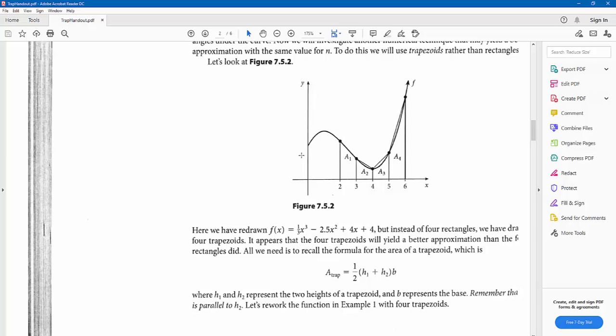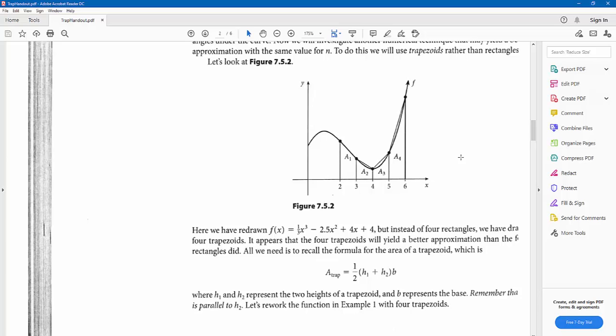So here's the function again, and now we're going to use trapezoids to approximate the area. So in here, I've sketched 4 trapezoids. Here's trapezoid 1, trapezoid 2, trapezoid 3, trapezoid 4. So there's only 4 trapezoids in there. And just by eyeballing it, it looks like 4 trapezoids will give a better approximation than what 4 rectangles did.